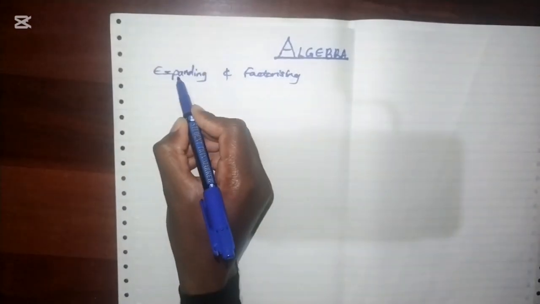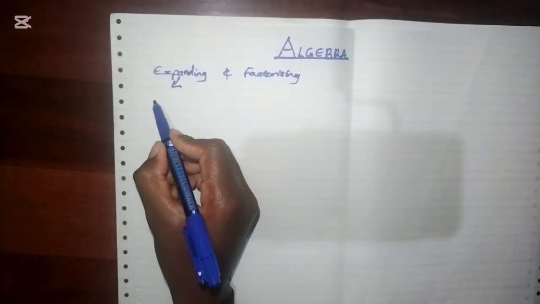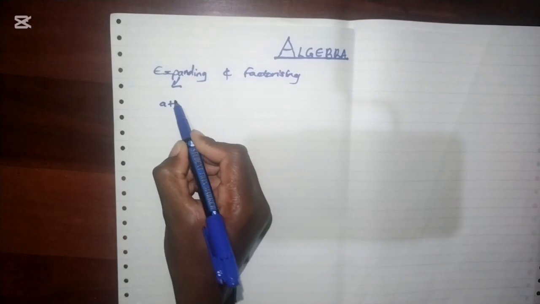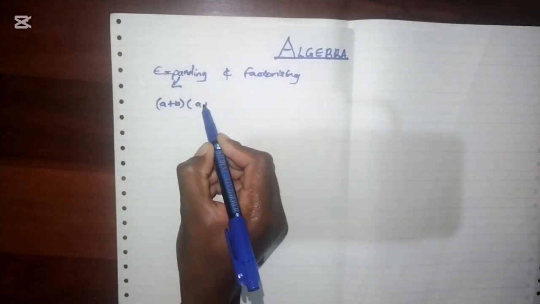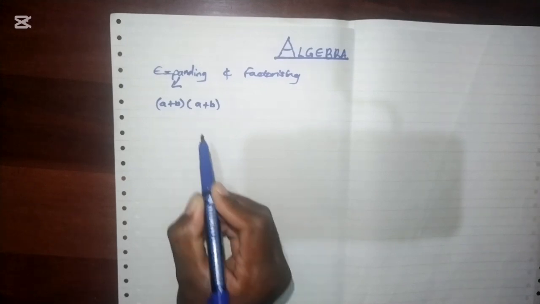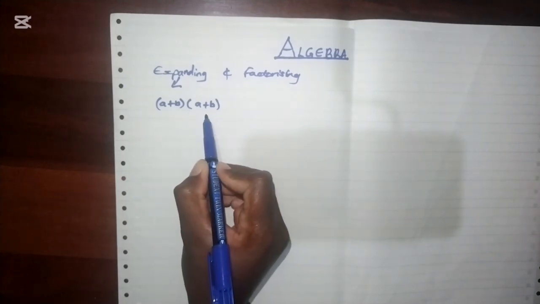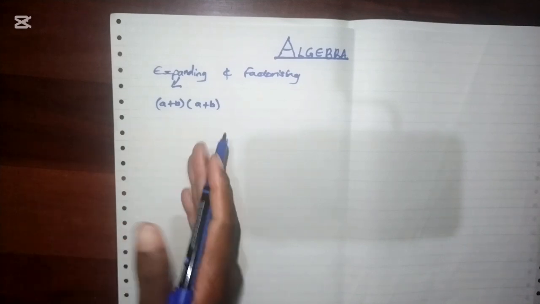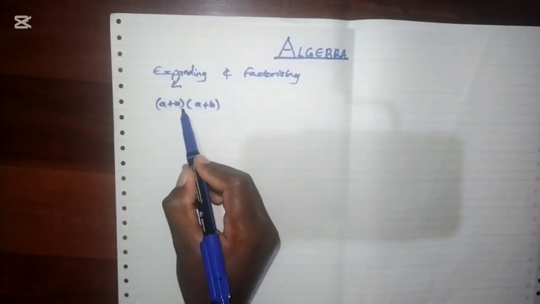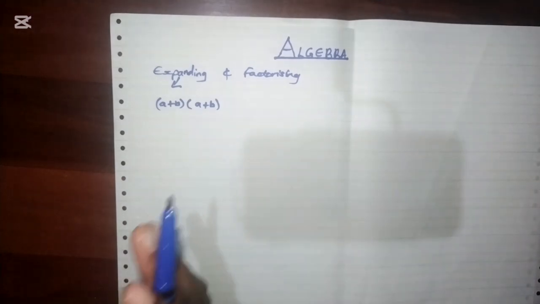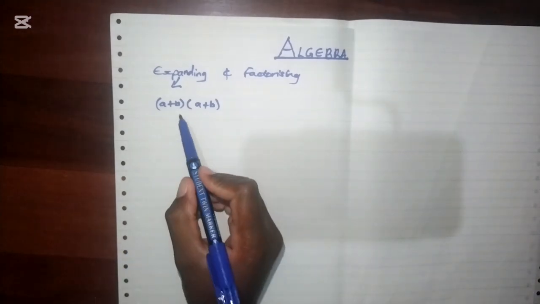Let me just explain expanding with a simple example. Suppose we have an expression like this, and you are asked to expand that expression. So how do you expand an expression like that? You just have to multiply what's in the brackets. You have to remove the brackets, in other words. So let's do it.